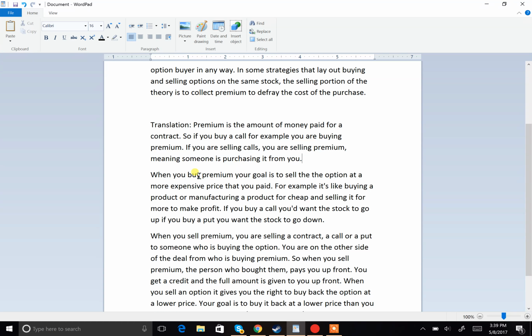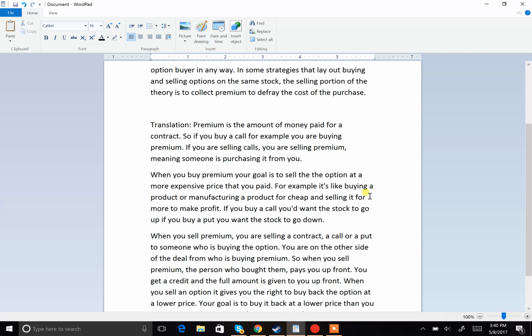So I'll look at it. We'll also talk about buying. When you buy premium, your goal is to sell the option at a more expensive price than you paid. So you want to buy it, and then you want the price of the option to get more expensive. That way you can sell it back and make the profit.